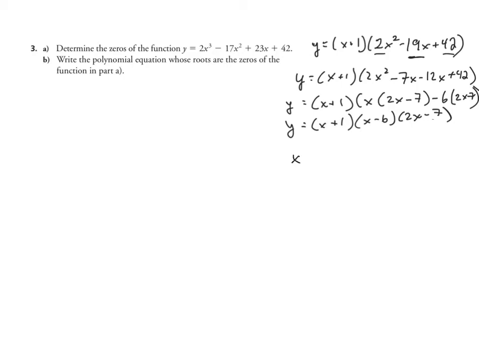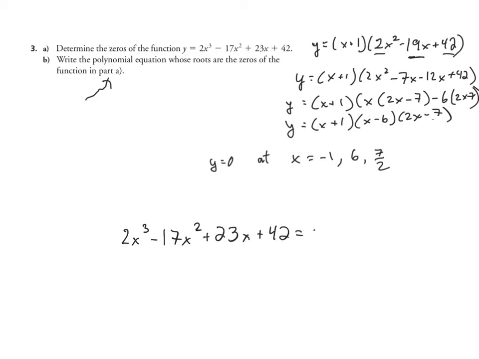It's up to you. If we're determining the zeros, y equals 0 at x equals negative 1, positive 6, or positive 7 halves. Write a polynomial equation whose roots are the zeros of that function. Okay, well, how about 2x cubed minus 17x squared plus 23x plus 42 equals 0. That should do it. Or I could have said 2x cubed minus 17x squared plus 23x equals negative 42. That would work.